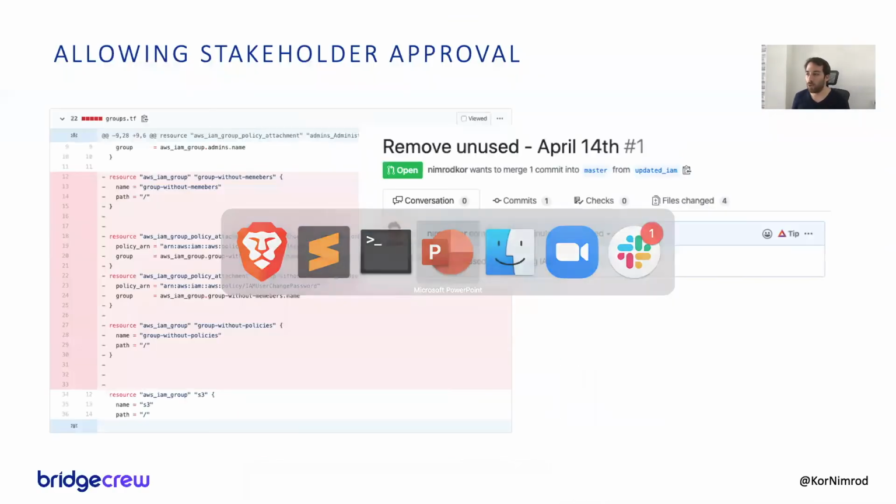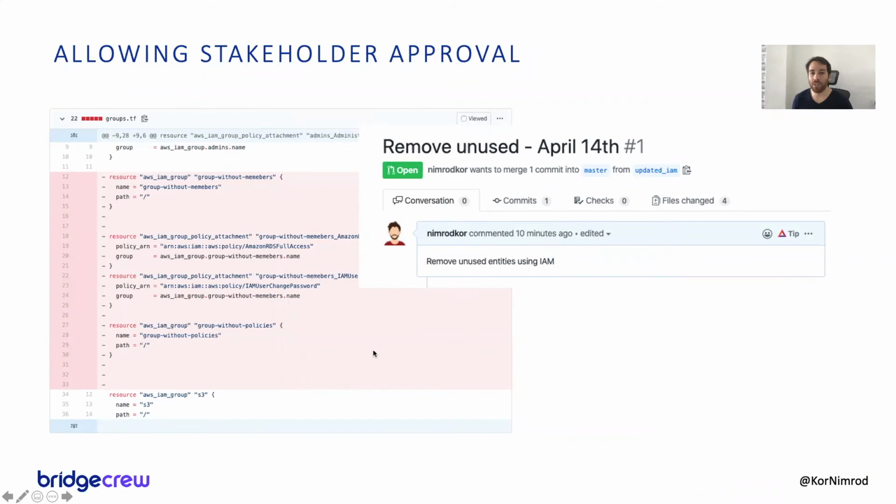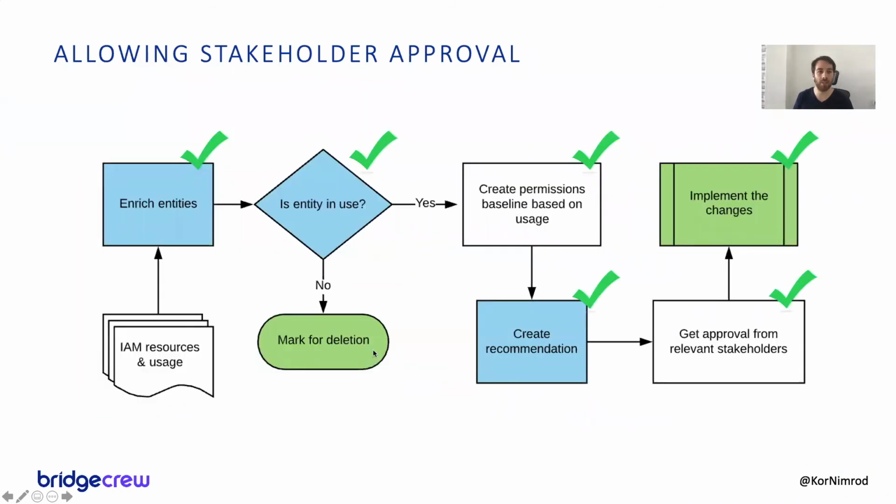Cool. So that covers the entire flow, right? We saw how we enrich the entities, find out if they're unused, create a permissions baseline, create the recommendations, get the approval from the relevant stakeholders, and implement the changes. How long will this flow take you? Well, if you run it from scratch and not using what I already used, enriching the entities might take a few minutes. All of this takes about the time that you saw. Maybe creating the Terraform state file will take a long while, but you can just let it run in the background and continue to the next task that you have. Come back in maybe 30 minutes, maybe 40 minutes, and you're good to go.